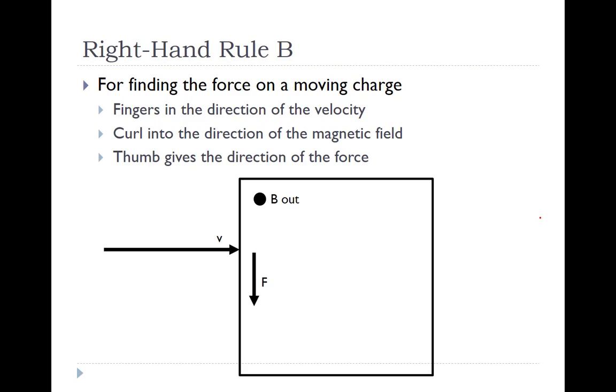For this one, you put the fingers of your right hand in the direction of the velocity, then rotate your fingers so that they point in the direction of the field. So basically they're 90 degrees to your palm, if you will. And then your thumb is going to give you the direction of the force. For this combination shown, the force, at least at first, will be downward.